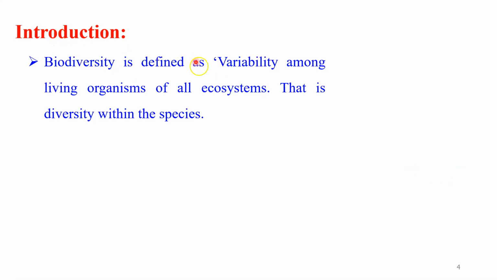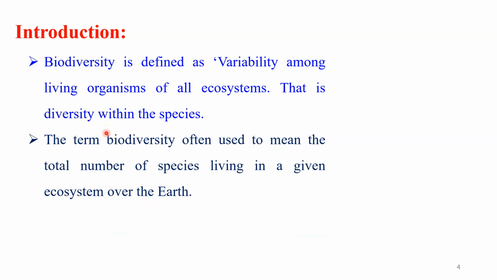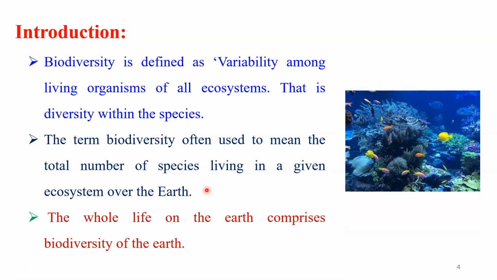Biodiversity is defined as variability among living organisms of all ecosystems, that is diversity within the species. The term biodiversity is often used to mean the total number of species living in an ecosystem over the earth. The whole life on the earth comprises the biodiversity of the earth. It may be the plants, birds, animals or microorganisms that we observe on the surface.